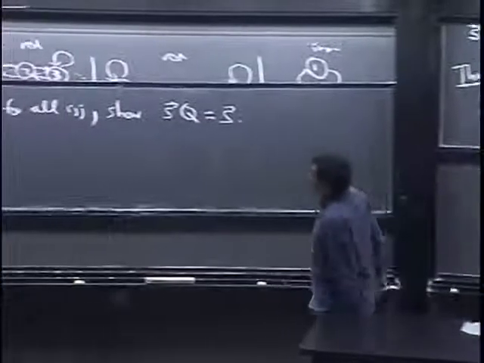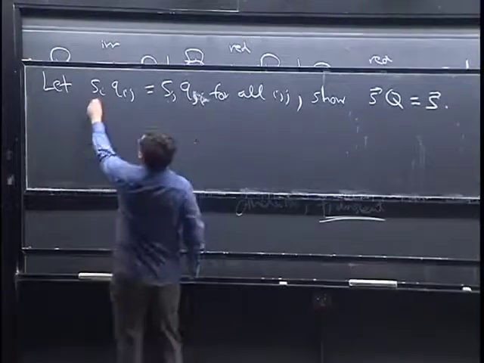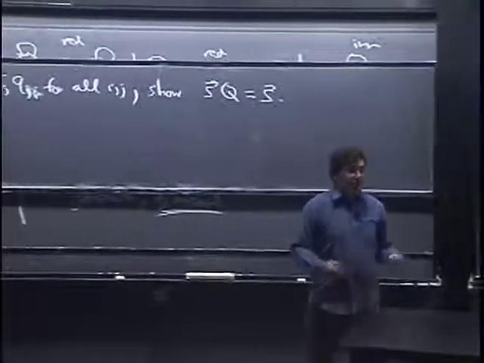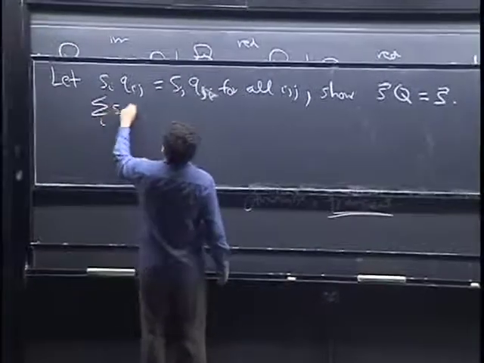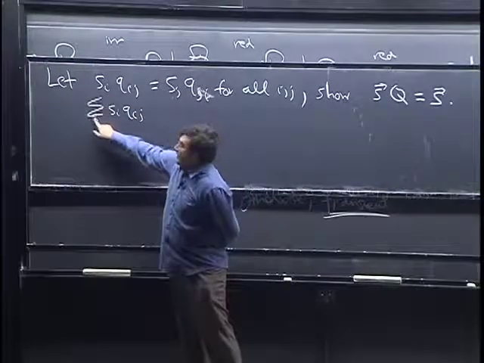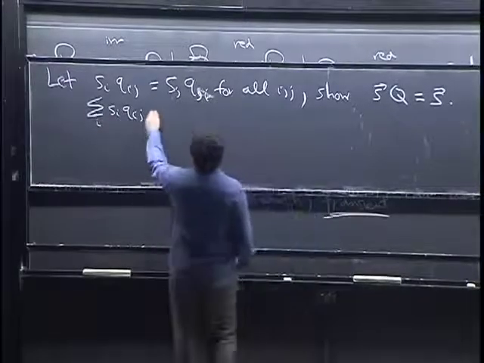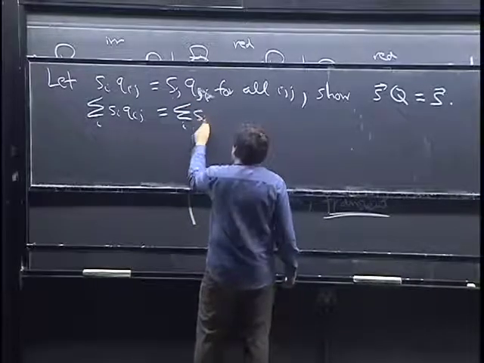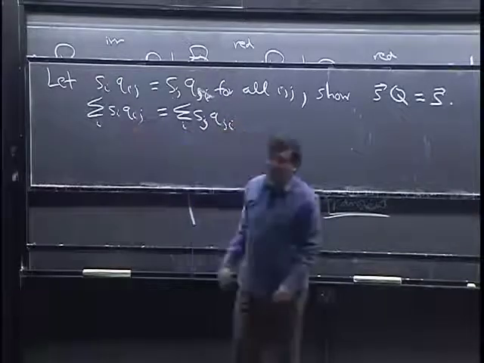All we have to do is sum up both sides. Take this equation, which is for all states i and j. So just sum both sides, sum over all i. I'm summing over all the states of the chain. So the sum of S_i Q_ij equals the sum of S_j Q_ji, because those are equal, and so the sums are equal.